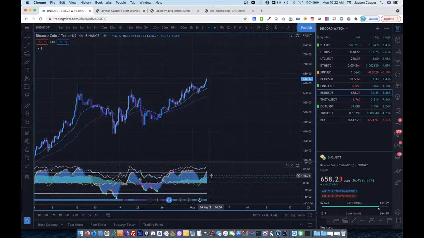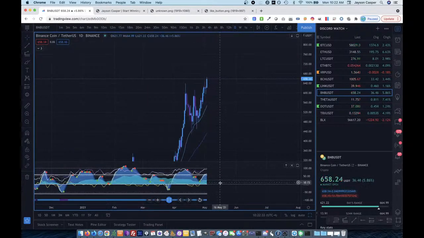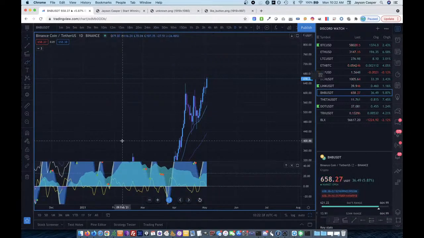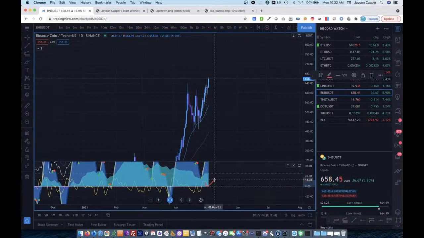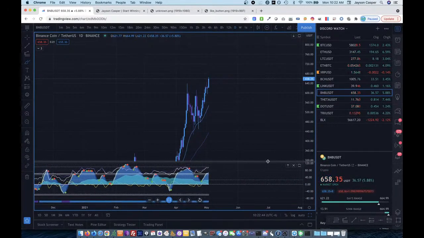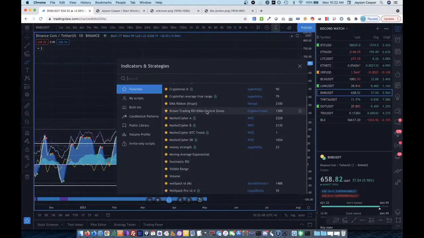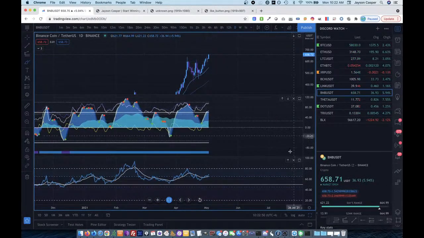So Binance Coin still looking pretty bullish on the 4-hour. On the daily, still looking pretty bullish. Look at the VWAP on the daily. We came down, and now we're pointing back up again. Let's take a look at the Crown RSI indicator for Binance Coin here. If we go to indicators, the Crown RSI EMA control, yeah, we're looking bullish on the daily, guys.